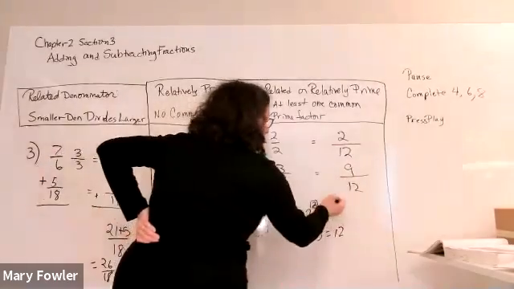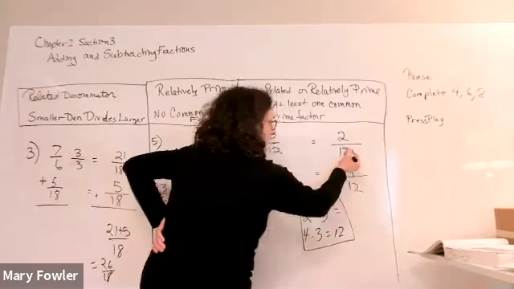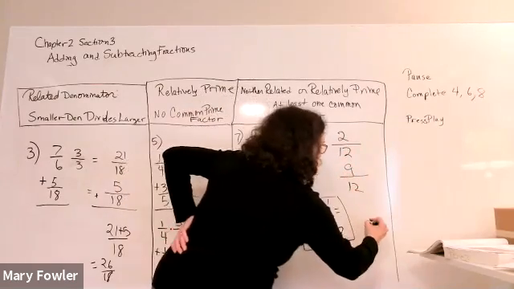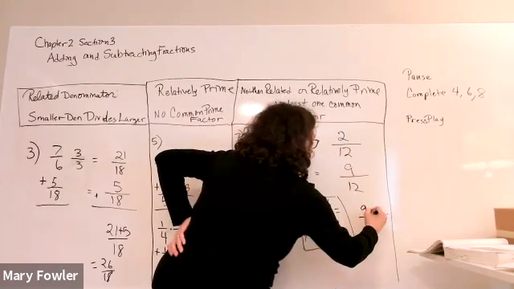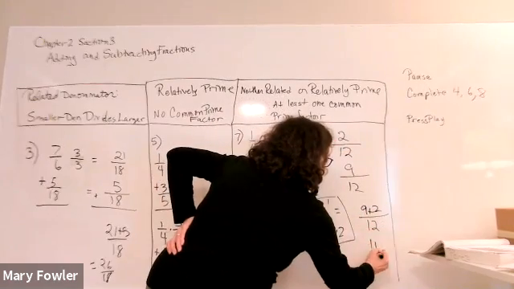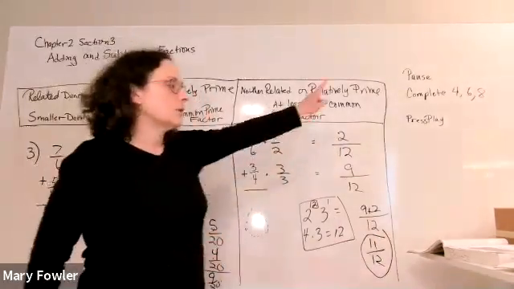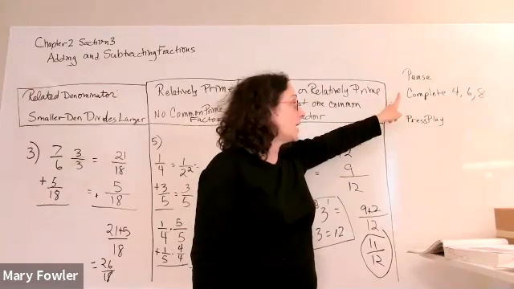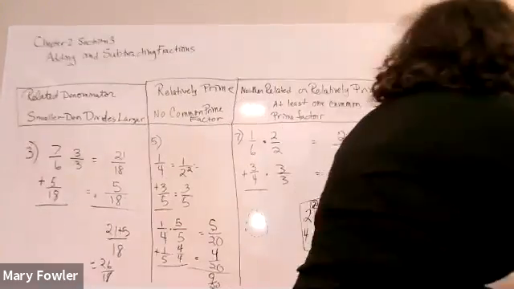And now we're going to add down, because now we have 2 12ths plus 9 12ths, and we add that up, 9 plus 2, and that's 11 over 12. Okay, so press pause, complete 4, 6, 8, press play. I'll see you in just a bit.